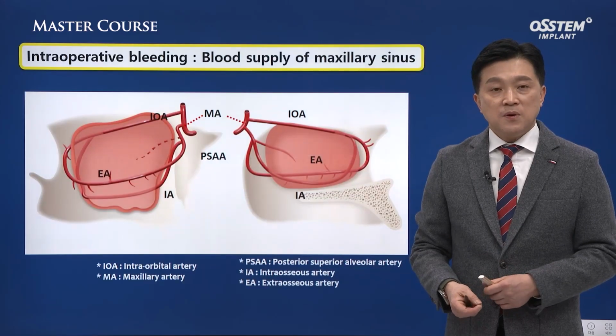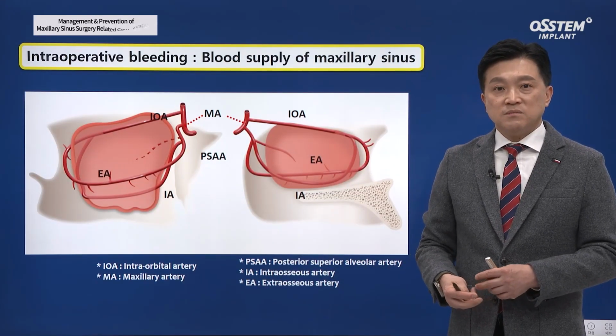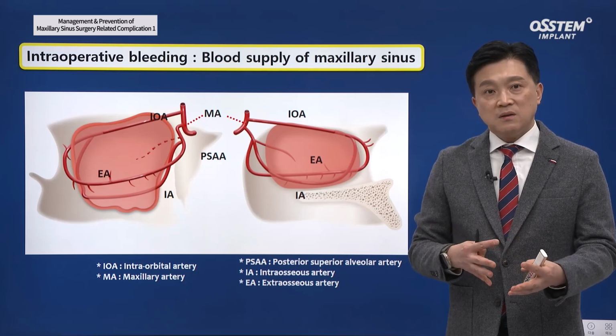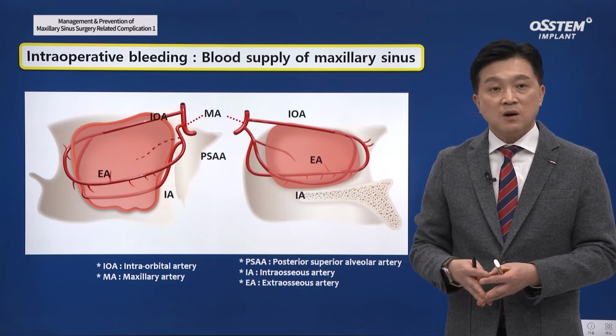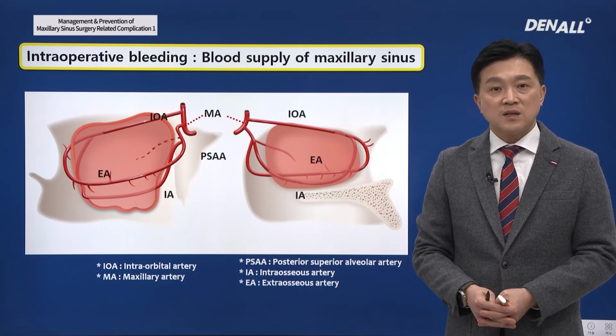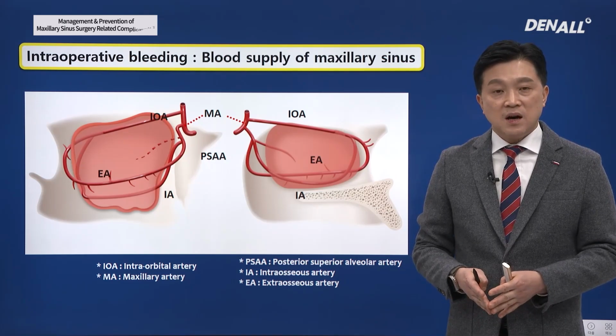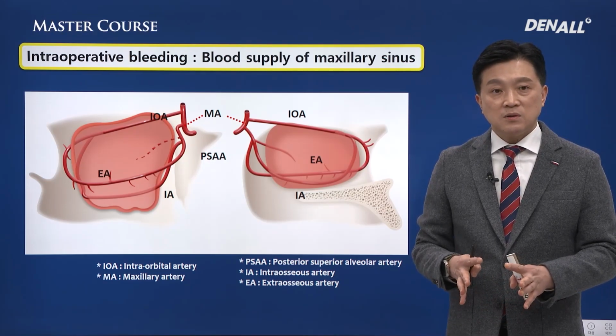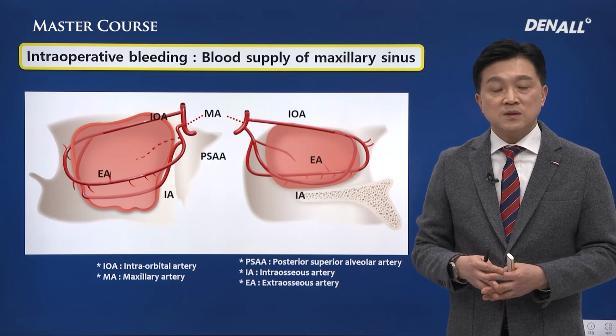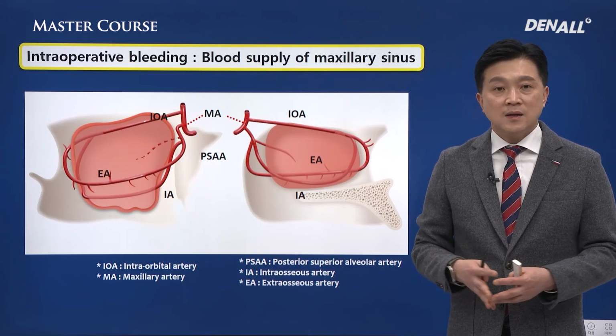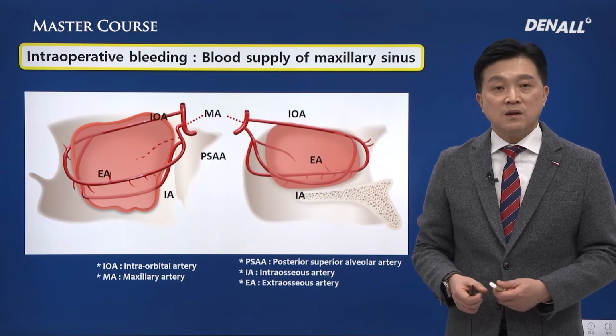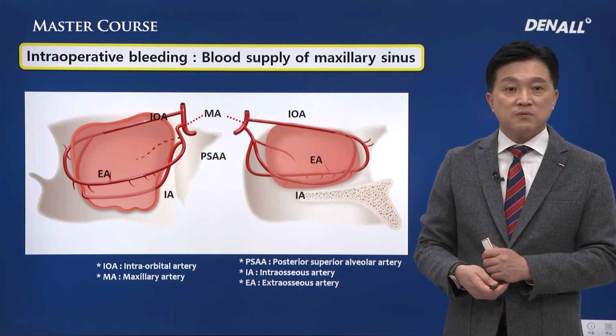The complications that occur intraoperatively. The most frequent complication is bleeding and perforation. Let's look at bleeding first. If you look at the intraosseous anastomosis and extraosseous anastomosis, there can be damage to intraosseous anastomosis artery, resulting in bleeding.